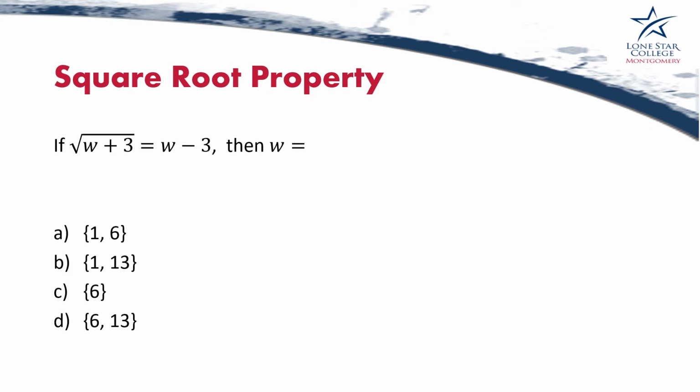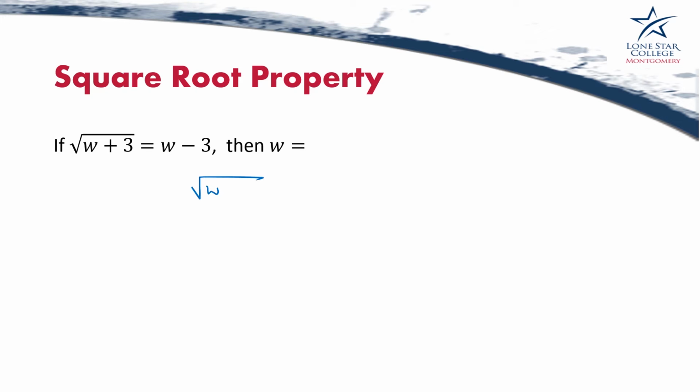Alright, so using the square root property, if the square root of w plus 3 equals w minus 3, then w is equal to what? So whenever you want to solve an equation that involves a square root, the first thing you want to do is get the square root by itself. In our case, our square root is already by itself. After that, you want to get rid of that square root by doing the opposite of it. The opposite of a square root is a square.